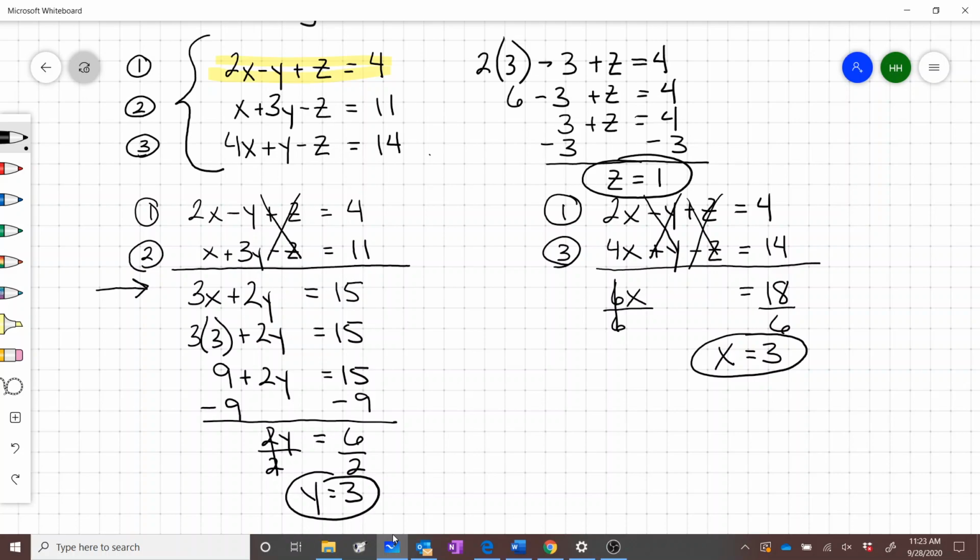Alright, so we got x equals 3, y equals 3, and z equals 1. So here's how you show this solution. Alphabetically x, y, z, so we go 3, 3, 1.